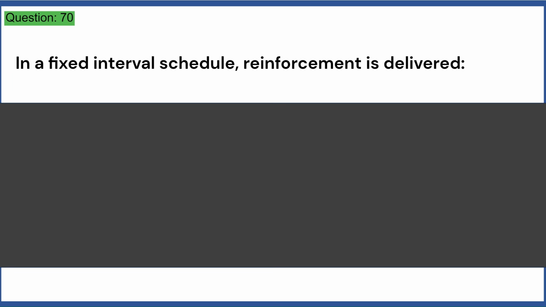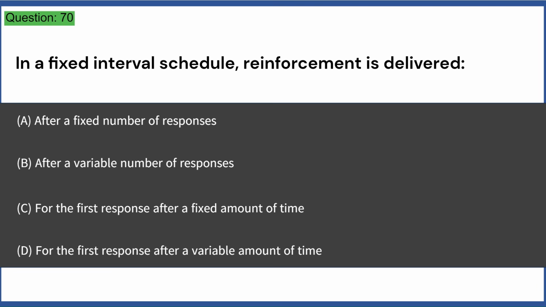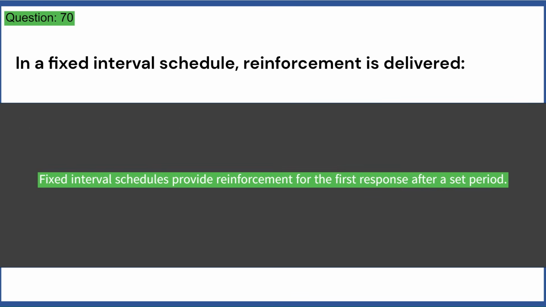In a fixed interval schedule, reinforcement is delivered A. After a fixed number of responses. B. After a variable number of responses. C. For the first response after a fixed amount of time. D. For the first response after a variable amount of time. Answer C. Fixed interval schedules provide reinforcement for the first response after a set period.